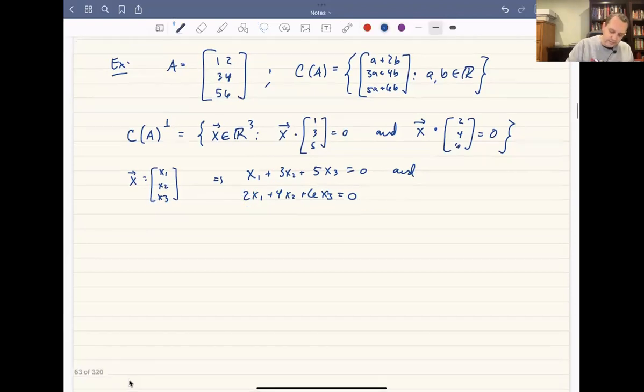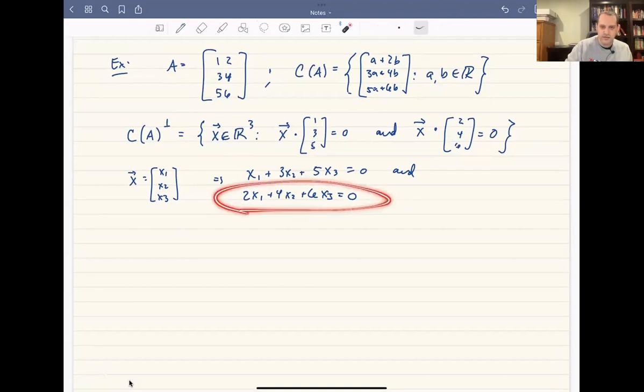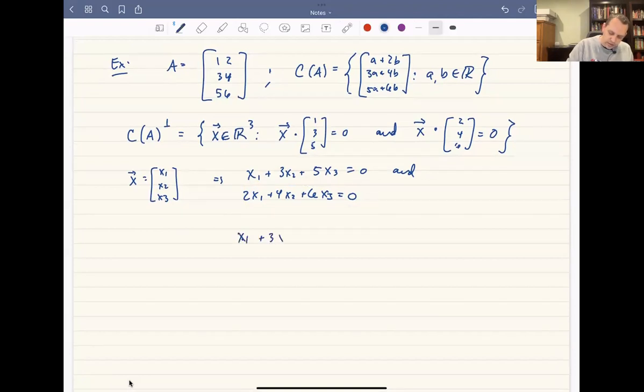The second system, it turns out you can just divide everything by 2 because everything's even, and the right side is 0. So here the system is really x1 plus 3x2 plus 5x3 equals 0, and x1 plus 2x2 plus 3x3 equals 0. And then we could just solve this one. I mean, you could put it in a matrix, try and solve it and do it whatever way you like. But let's just subtract one from the other.